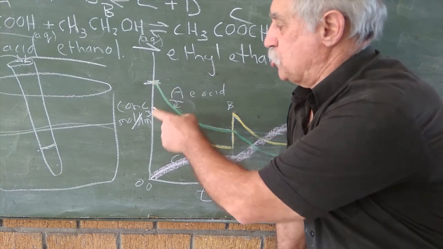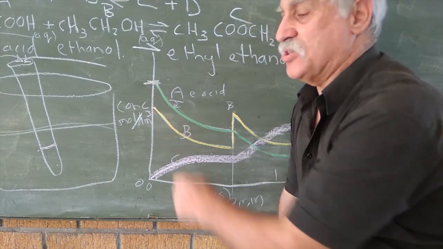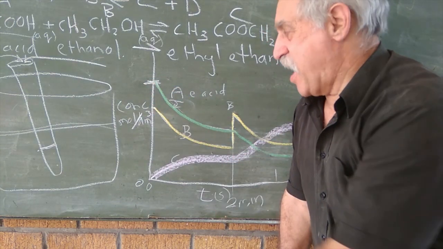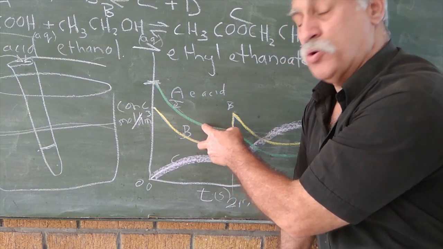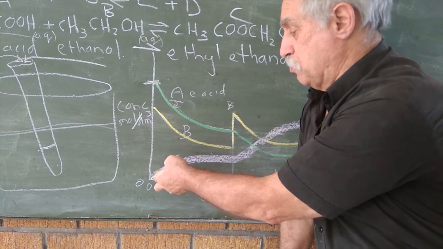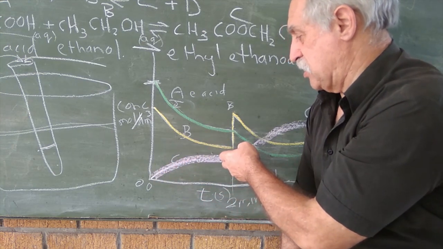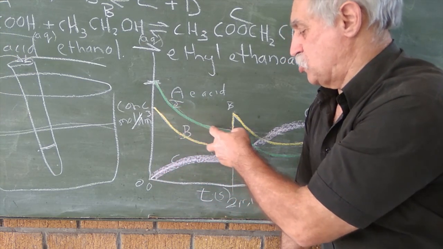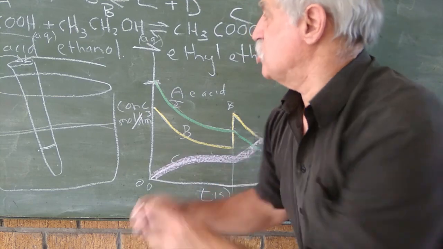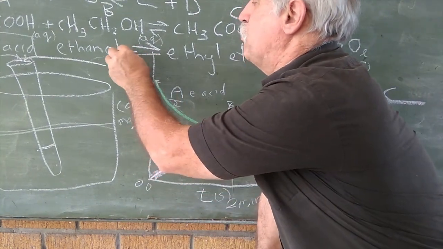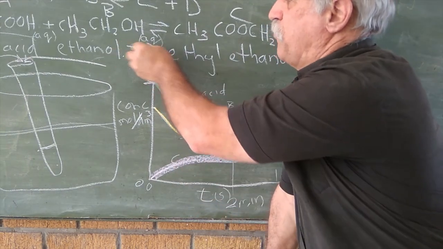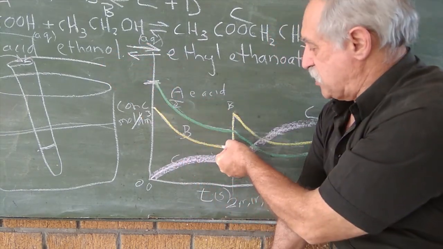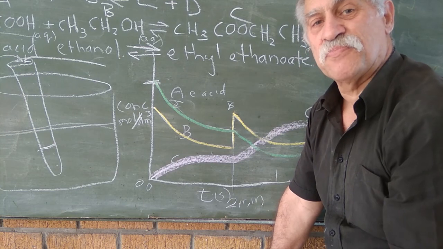Okay, at first we start with a lot of acid and a lot of alcohol. And then as time progresses, they both get used up to make our ester. But as time goes by, this reaction is reversible and it goes backwards as well as forward. And eventually the forward rate equals the reverse rate, and that is when our graph is level.